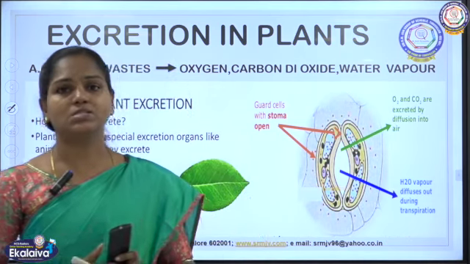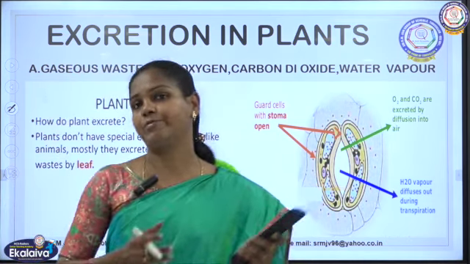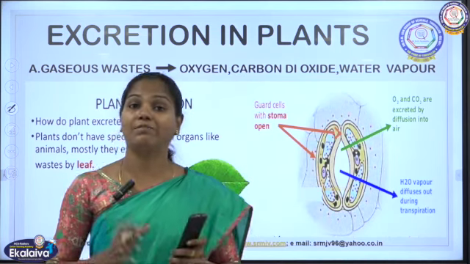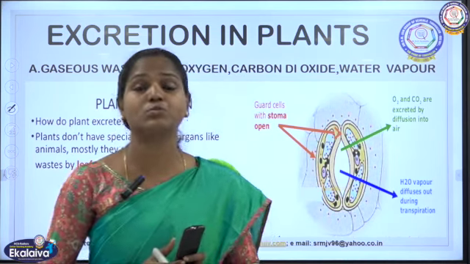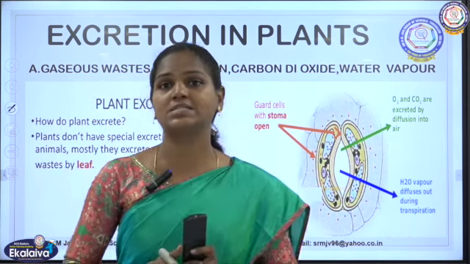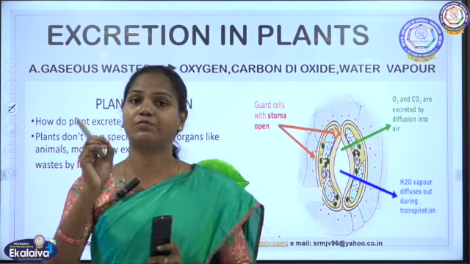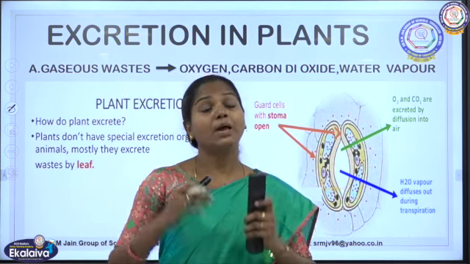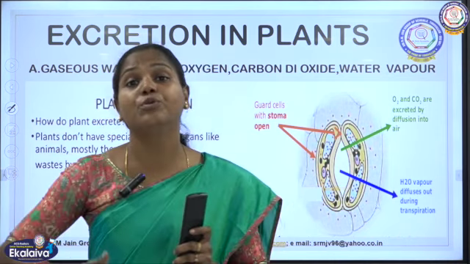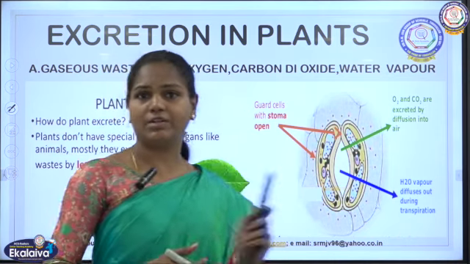In plants, as you already know from the other life processes we have seen, plants, like animals, do not have complete organ systems for their life processes. In the same way here also, for excretion they do not have any specific organ systems, but with whatever structures are available with them, they do their excretion. One after the other we will see.